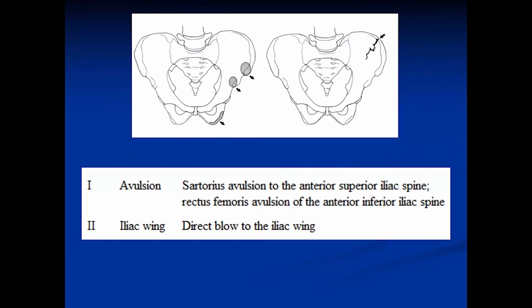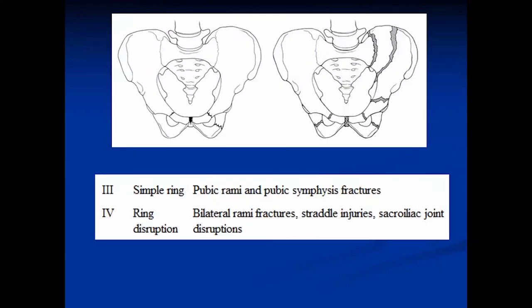Group 2 injuries are iliac wing injuries, where you get a direct blow to the iliac wing. Group 3 injuries are simple ring injuries. You have pubic rami and pubic symphysis fractures. And then complete ring disruption injuries are your bilateral rami fractures, straddle injuries, and SI joint disruptions.